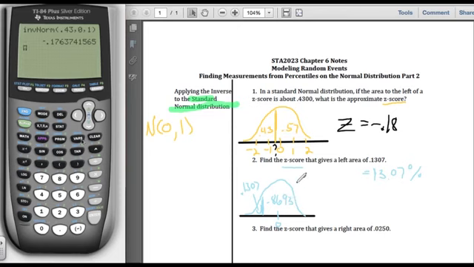But again, that's irrelevant to get our answer here. 2nd, VARS, number 3, 0.1307, comma, 0, comma, 1. With normal CDF, you enter in 4 values. With inverse norm, you only enter in 3. So that z would be -1.12.